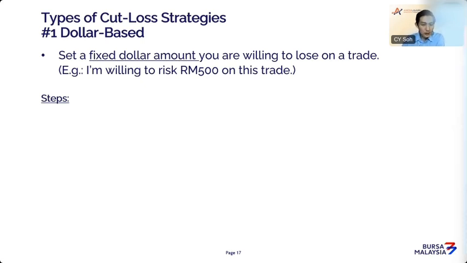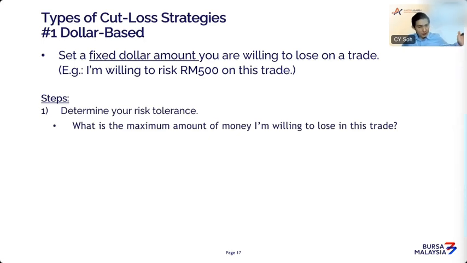Let me go through a simple process for how you can work on this, because all of the methods also follow this same process. Step number 1, you need to determine your risk tolerance. First thing first, you need to decide the maximum amount of money you are willing to lose on a single trade psychologically. You need to look at yourself and measure against your wallet size, whether you are willing to lose that much money or not.